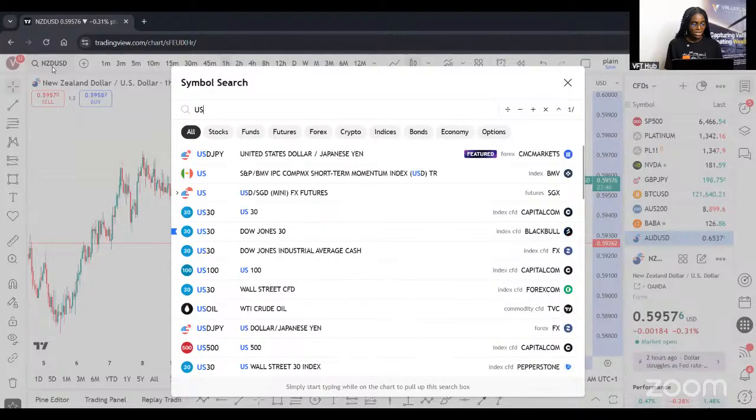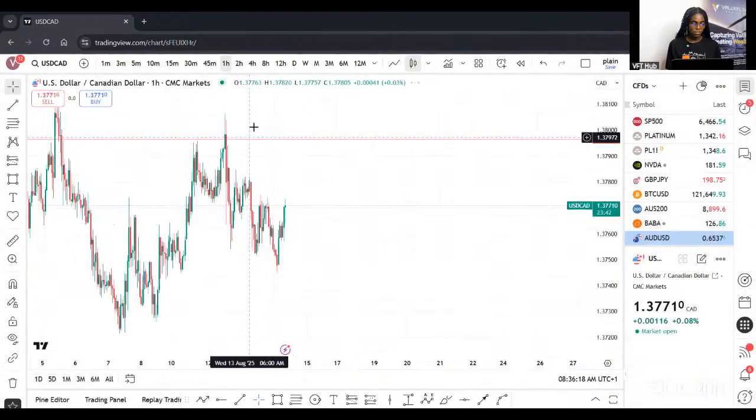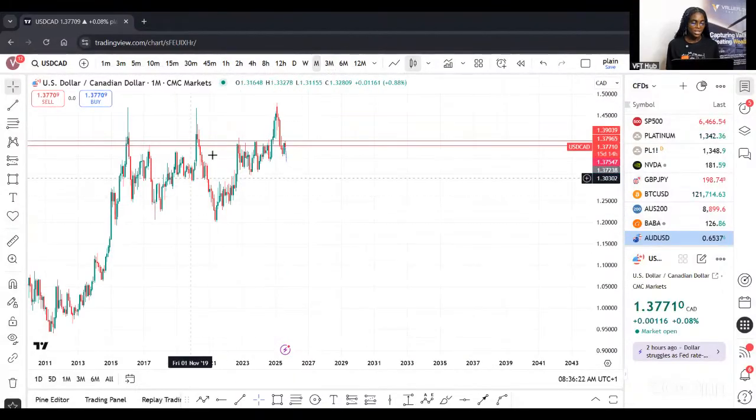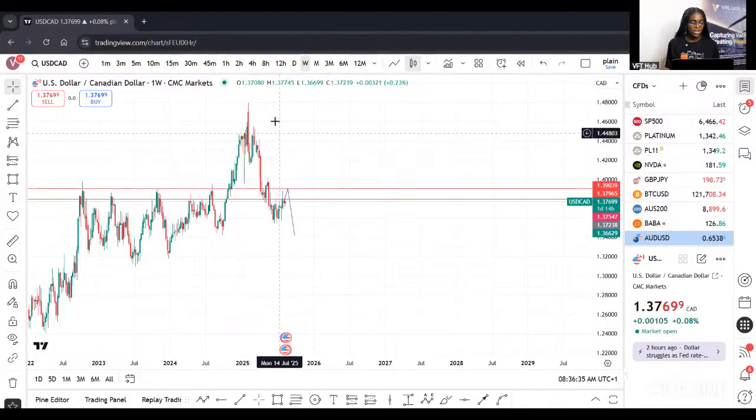So coming down to USD CAD, on the monthly time frame we're seeing structure breaking to the upside, very clear. The overall direction is actually bullish. Coming down to the weekly time frame too, on the weekly time frame we're seeing that the overall direction is to the upside.